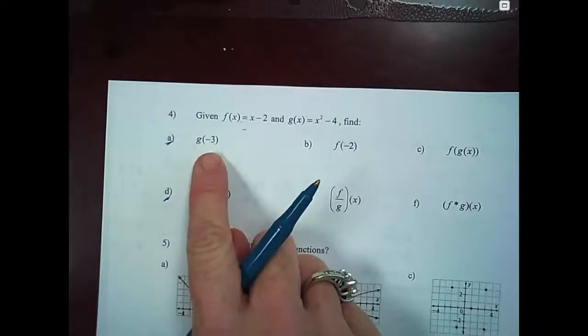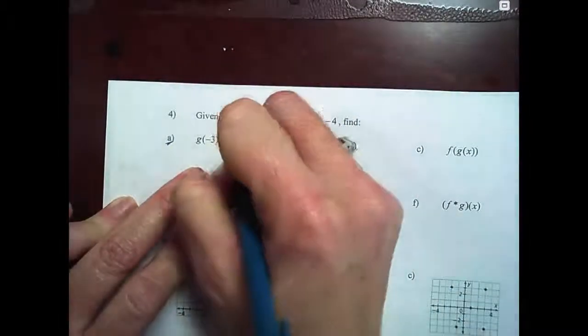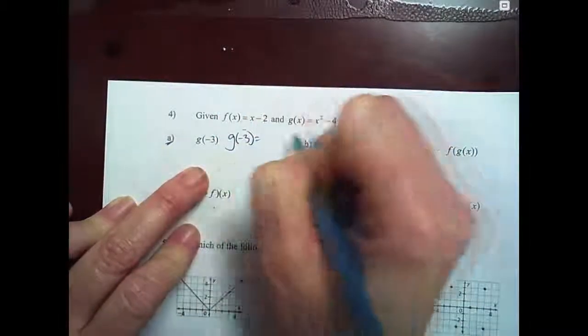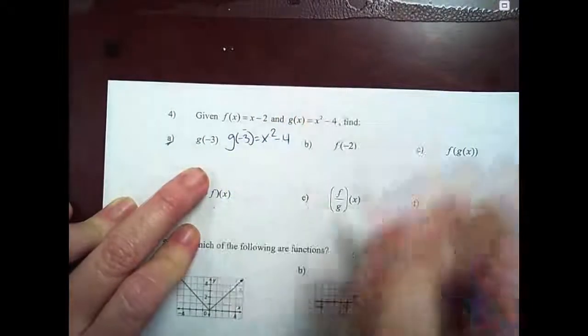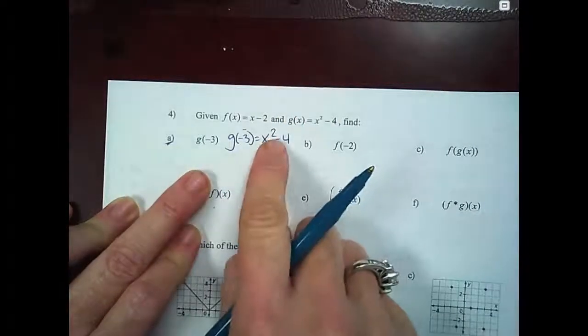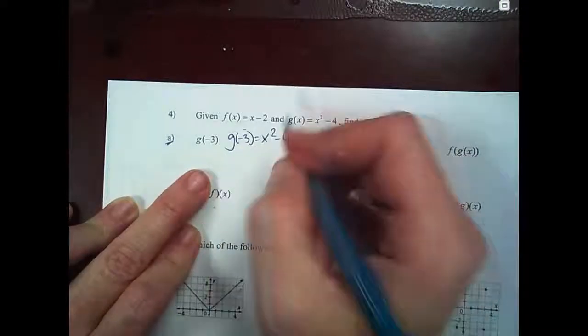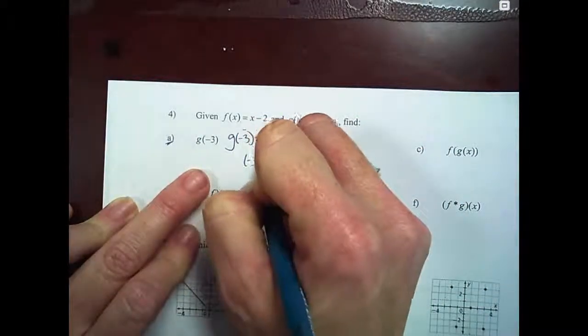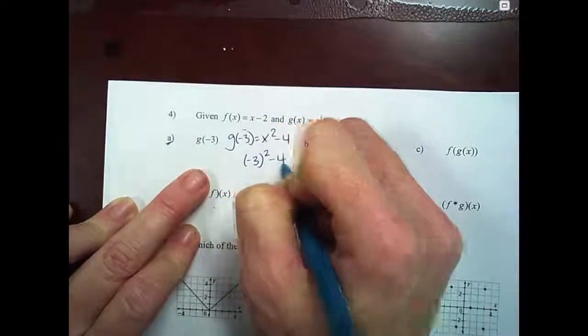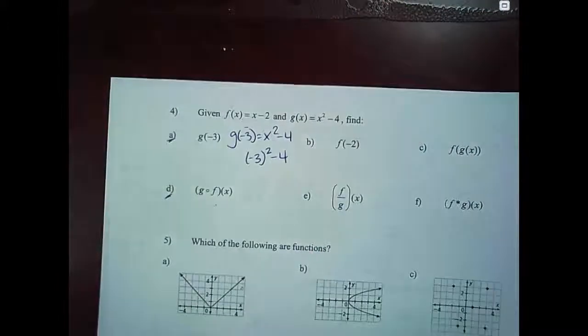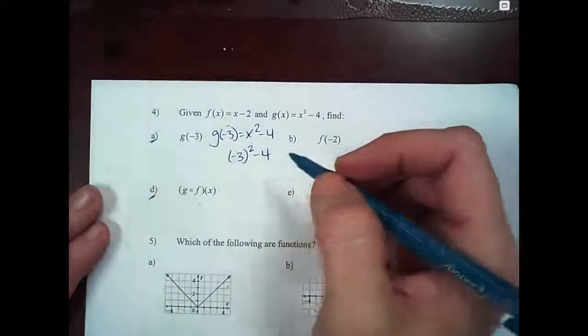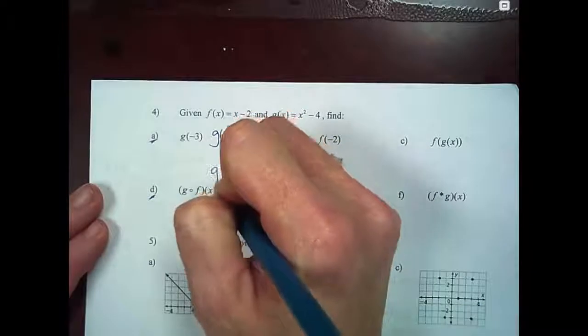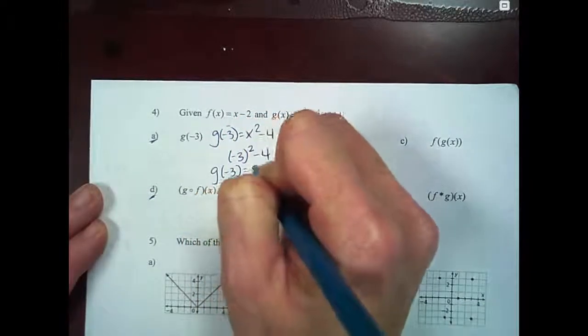Negative 3. So g of negative 3, the original problem is x squared minus 4. So everywhere we see an x, we're going to replace it with a negative 3. So now our problem is negative 3 squared minus 4. What is negative 3 squared? 9. So 9 minus 4 is 5. So g of negative 3 equals 5.